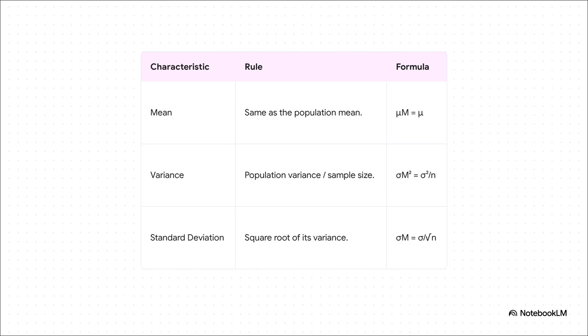So this map follows three really simple rules. First, its center is the exact same as the true population average. Second, its variance, or its spread, gets smaller as our sample size gets bigger, which makes sense, right? More data means less guesswork. And third, we can always find its standard deviation. These rules make our map predictable and incredibly powerful.